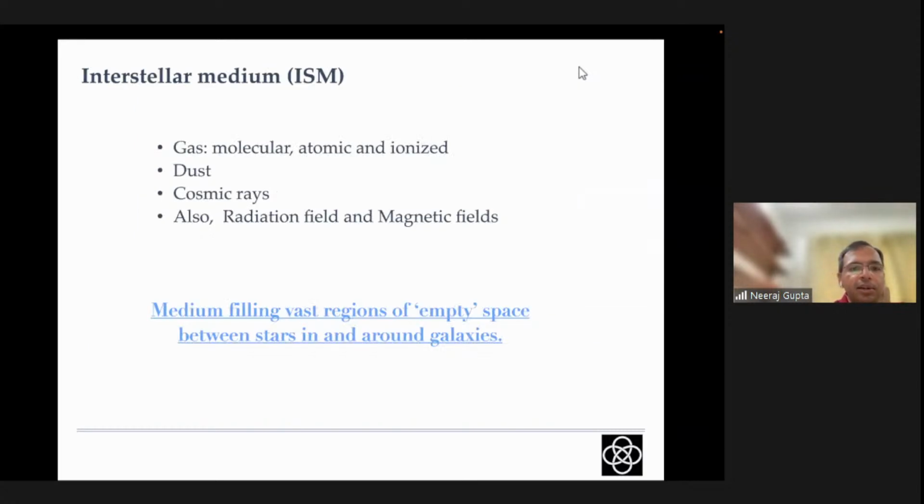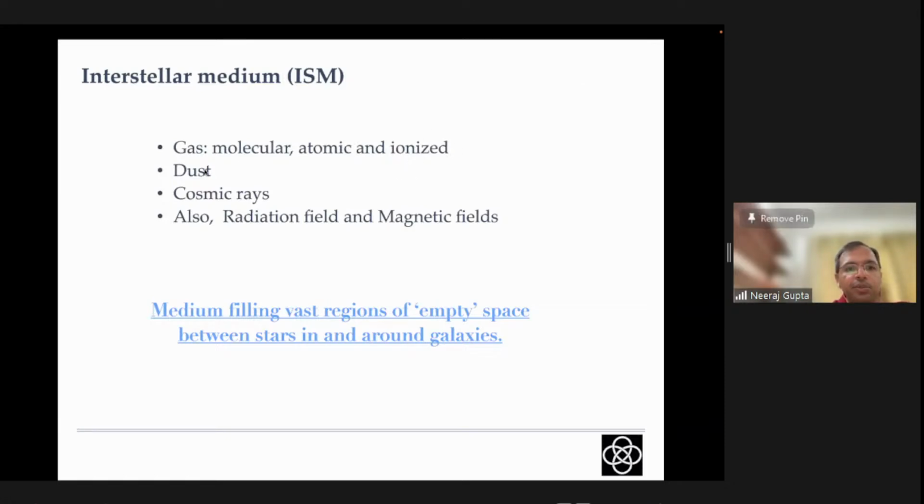And it has got the following components. When we talk about gas, it can be molecular phase, which we saw is a direct fuel for star formation. Then it can be an atomic phase, which is what we will focus on for the rest of the talk, and then it can of course be ionized as well.